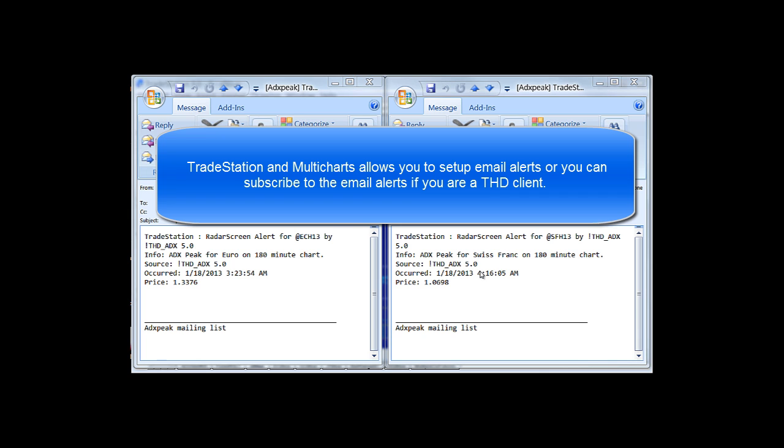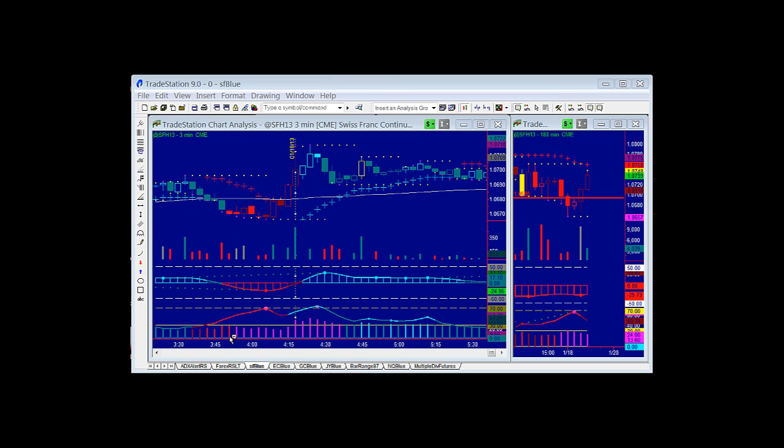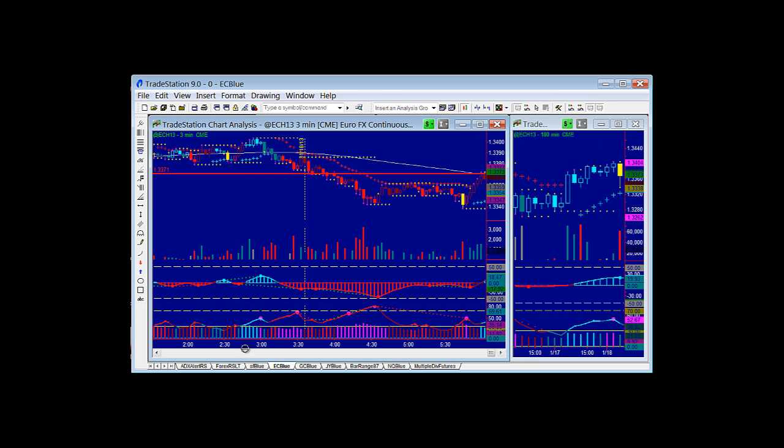So what we're going to do is go look at both of these charts and see what happened after the ADX peak. Now again, this comes into your email or your iPhone or smartphone, whatever you have. So we're going to minimize these. First we're going to look at the Euro, and then we're going to look at the Swiss franc. So this is when the alert came in, and it was telling us that we had this magenta peak coming in on the 180-minute chart.